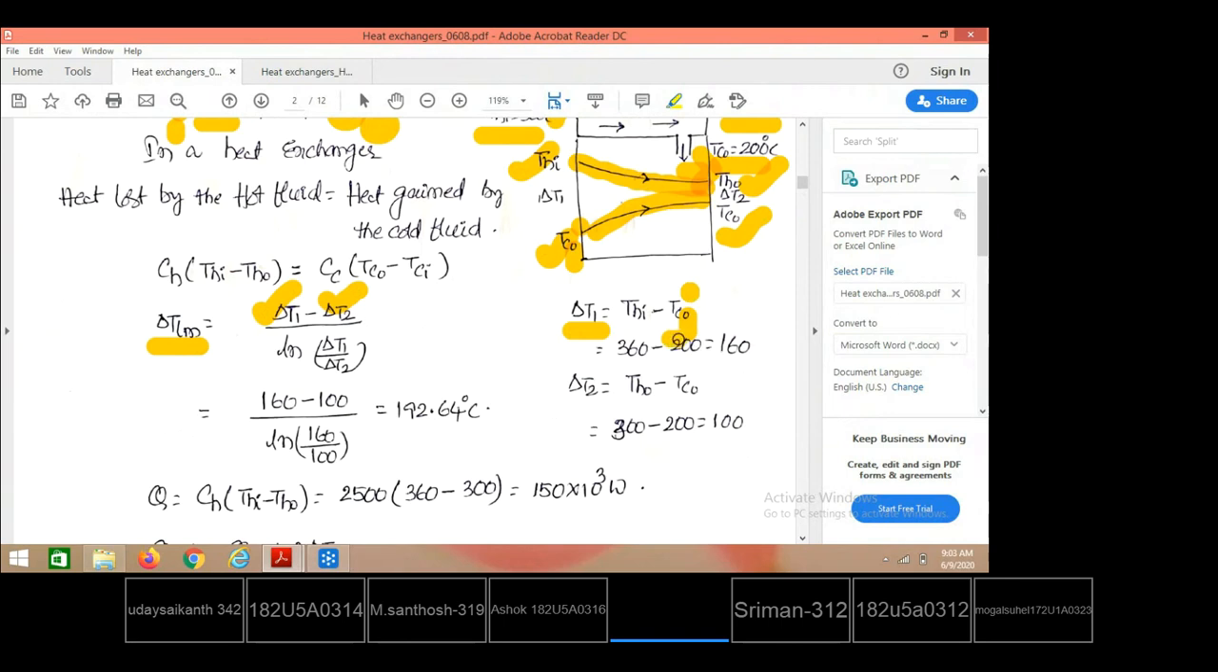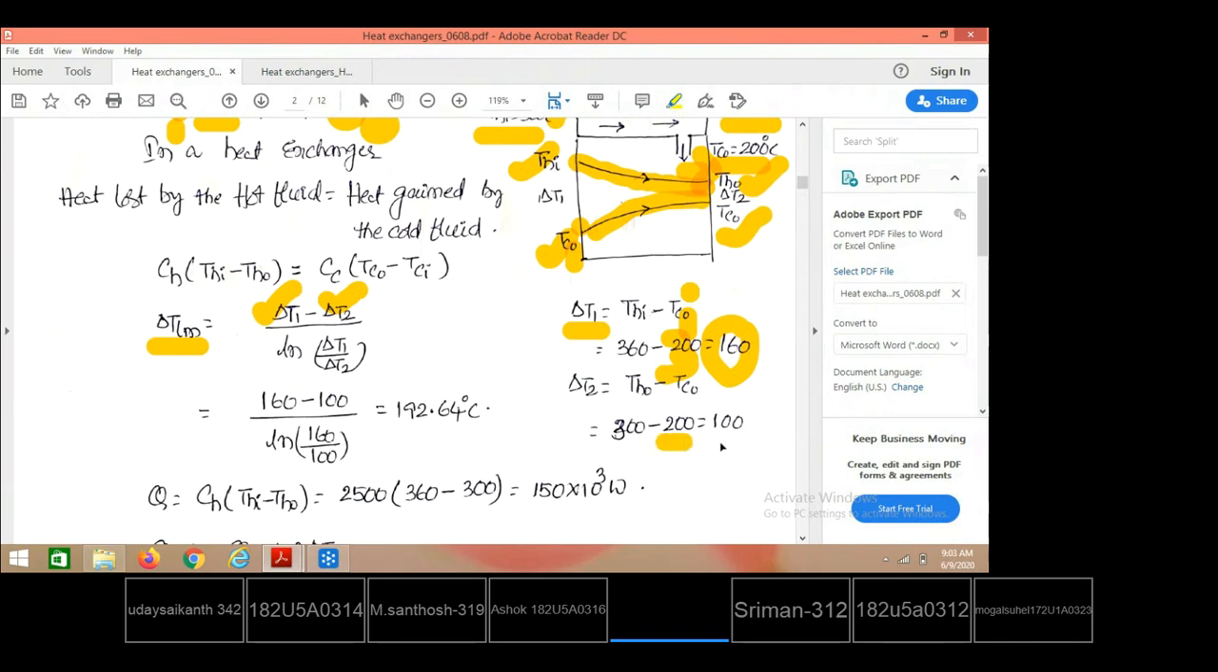This must be 30. Sorry, this is the cold fluid inlet temperature. Here, the cold fluid is entering at the inlet temperature. After receiving the heat, the temperature rises. TC naught must be at a higher level than TCI. I have mentioned it wrongly here. This is TCI. This is TC naught. So therefore, delta T1 must be taken as THI minus TCI, and delta T2 must be taken as TH naught minus TC naught.